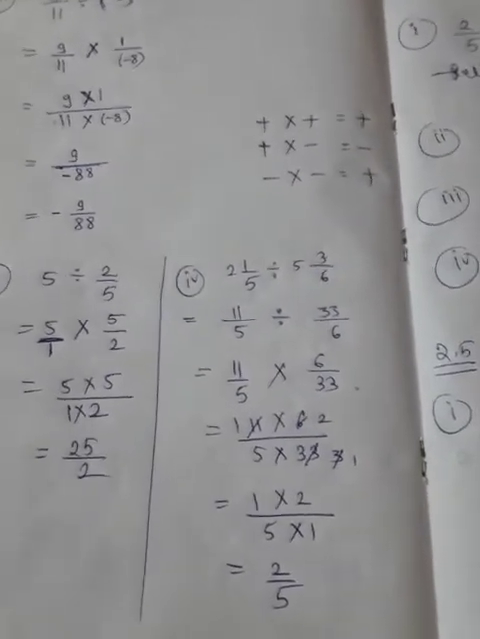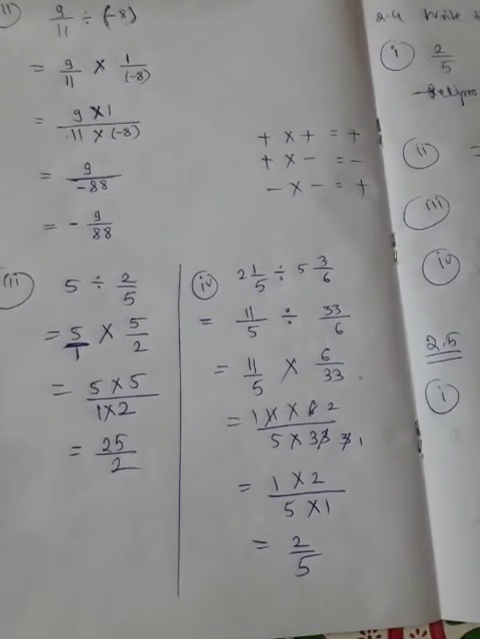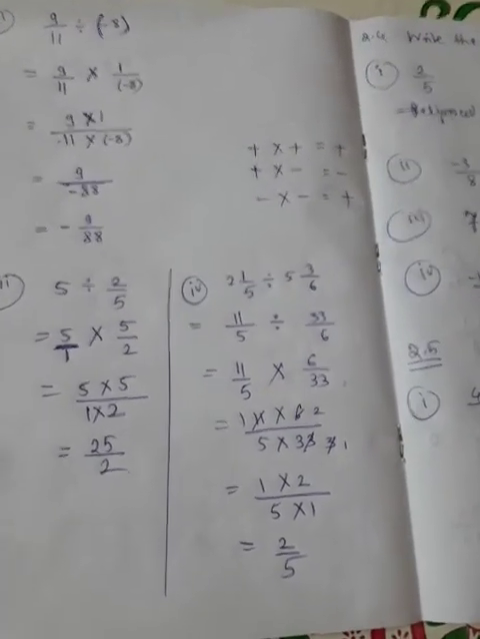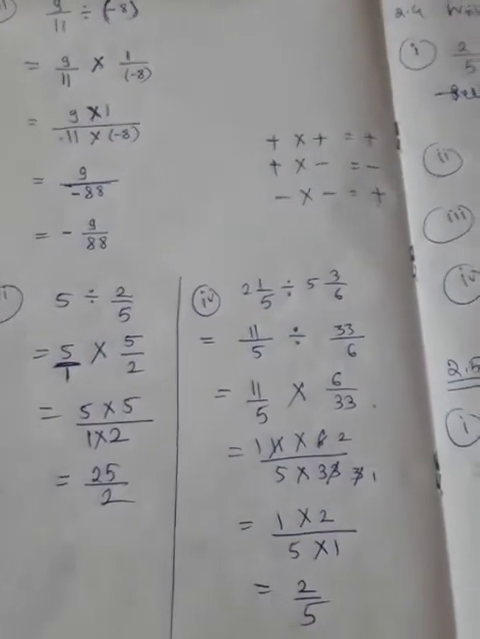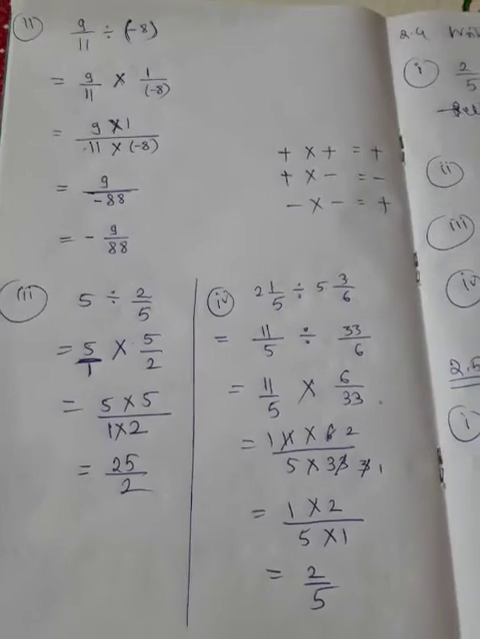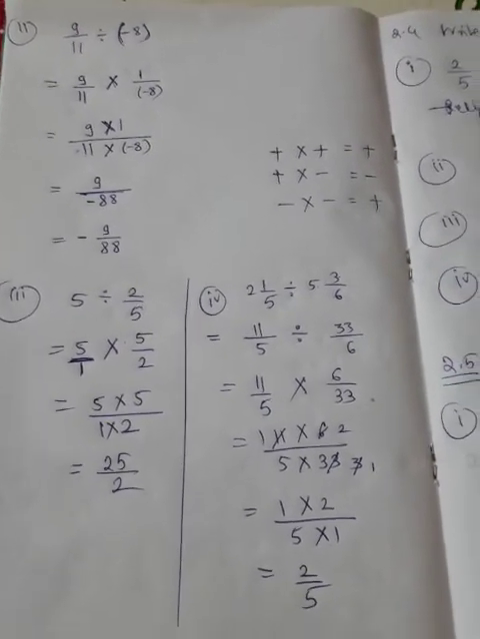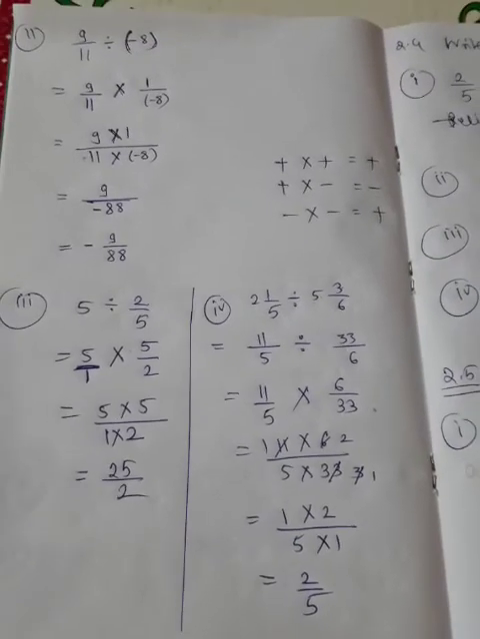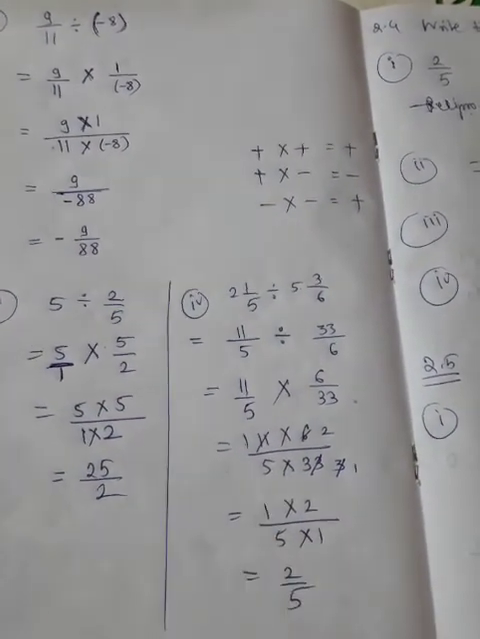Okay, so like this you can do addition, subtraction, division and multiplication of rational numbers, and rational numbers are nothing but fractions. Okay, so you must know about all the operations on fractions. Okay, and then only you can do these operations. Okay, thank you.